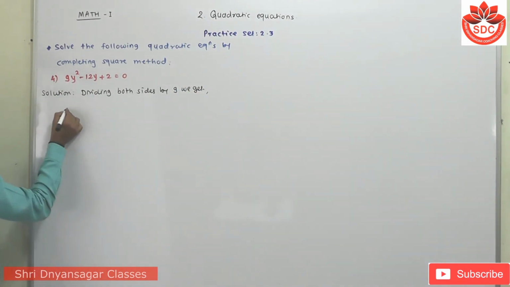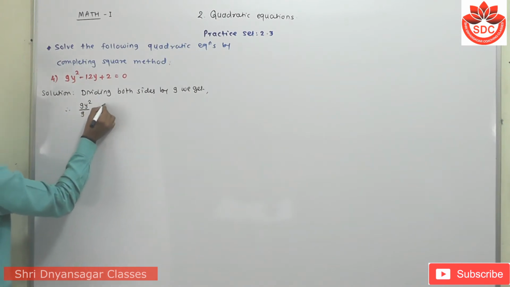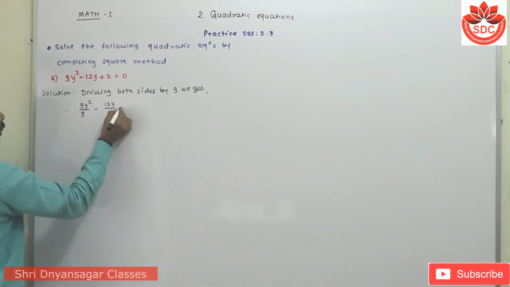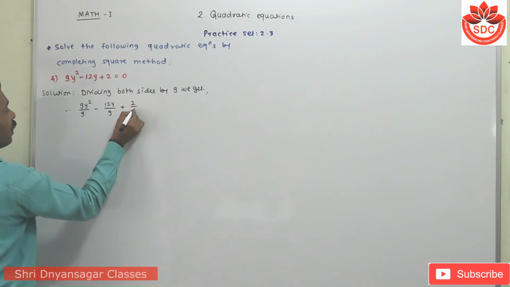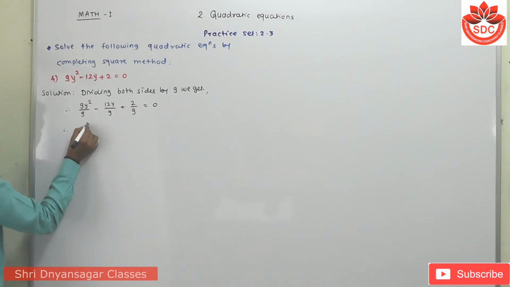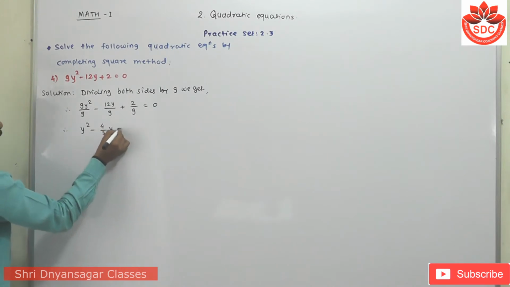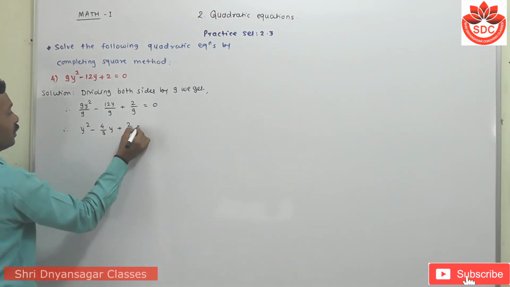Now when we divide it, we get 9y square upon 9 minus 12y upon 9 plus 2 upon 9 is equal to 0. When we simplify it, then y square minus 4 upon 3 y, simplifying by using 3 fours and 3 threes, plus 2 upon 9 is equal to 0.